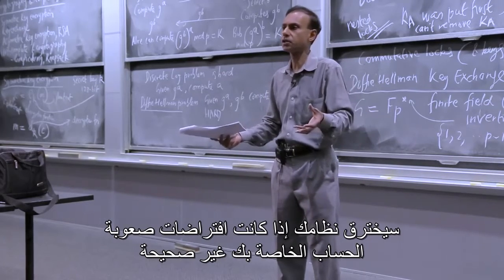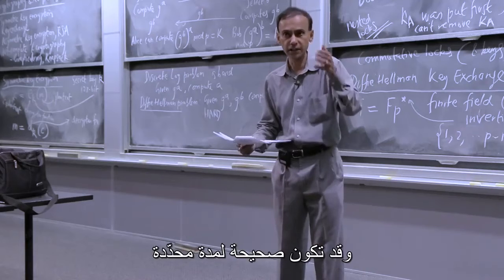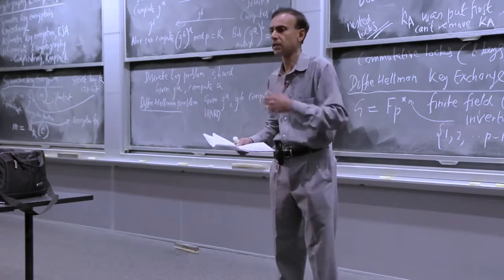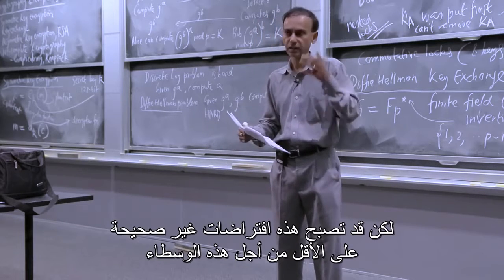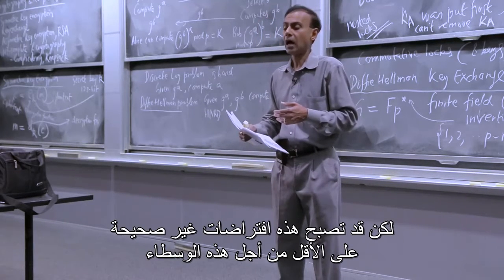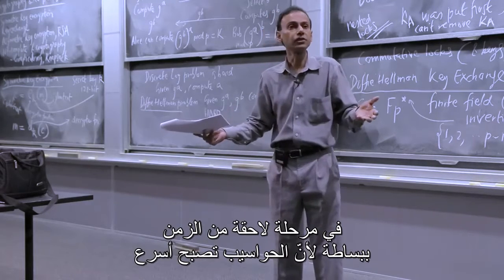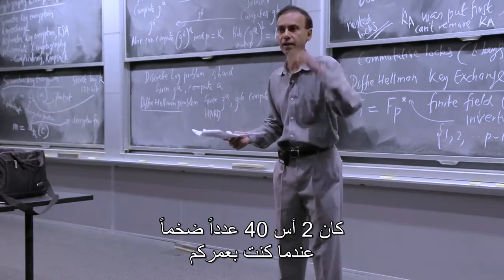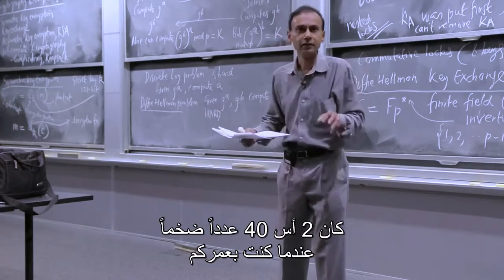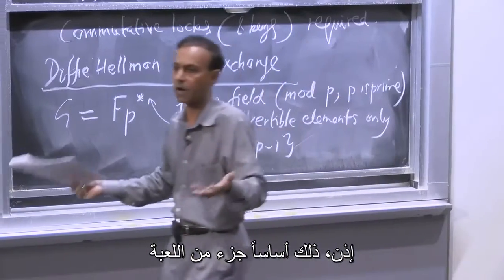Your system will break if your computational hardness assumptions are incorrect, and they may be correct for a particular time, for example, the 1970s, for particular parameters, but they may end up being incorrect assumptions, at least for those parameters, at a later point of time, simply because computers got faster, right? It's like 2 raised to 40 was this huge number, like when I was your age, right? Now it's like nothing, right? So that's basically part of the game.